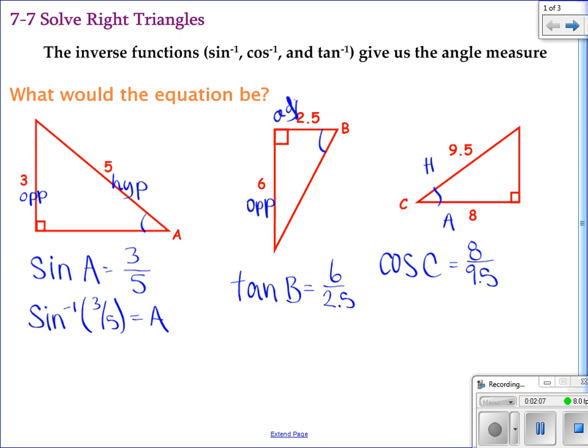Everyone try this. The inverse sine of 3 divided by 5. Don't use your fraction button, use the divide button. How many degrees is it? 36.9. Okay, and then you put a little degrees there.